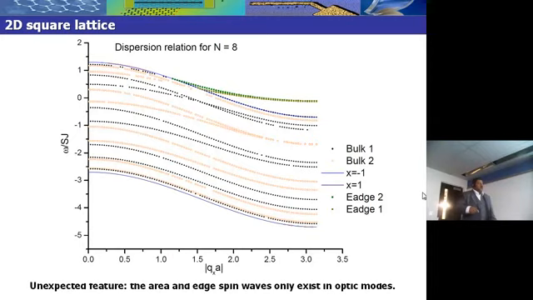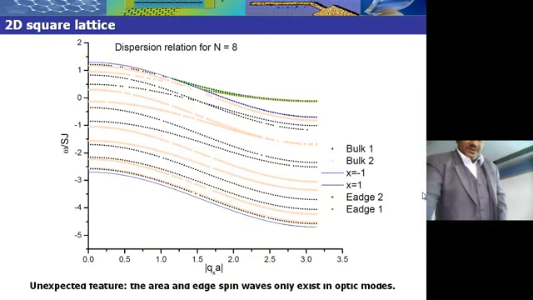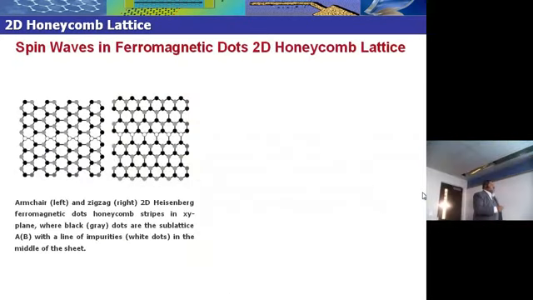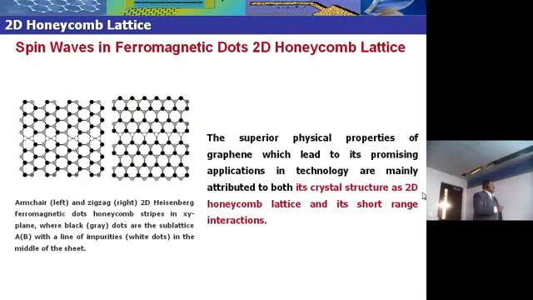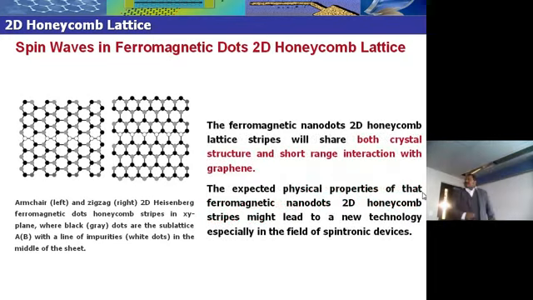After that, we began to study the two-dimensional honeycomb lattice. We saw that the superior physical properties of graphene come from its crystal structure as a two-dimensional honeycomb lattice and its short range interaction. The question arises: can we make a ferromagnetic counterpart for graphene? We don't have elements that can form a two-dimensional honeycomb ferromagnetic lattice, but we can use artificial nanodots to form one.